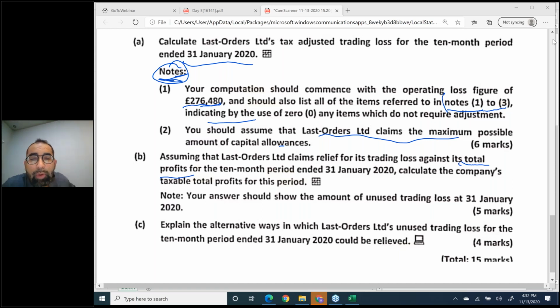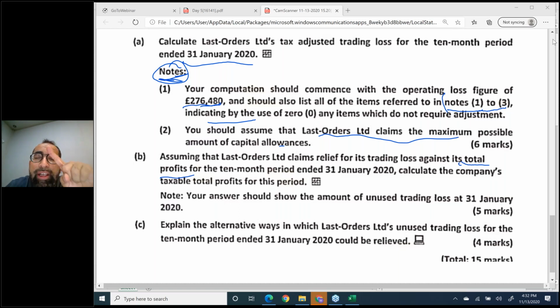Okay. So now when your examiner is asking you to set off total profits from trading loss, so first you need to calculate total profits, my dear students. And what comes in total profits? Look at me. What comes in total profit? Number one, trading. In total profits, company's total profit, number one, trading income comes.